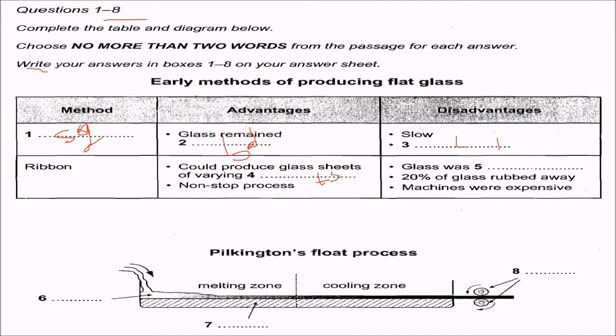Non-stop process. Glass was marked. That is why 20% of the glass was rubbed away. Machines were expensive. This is the Pilkington float process.